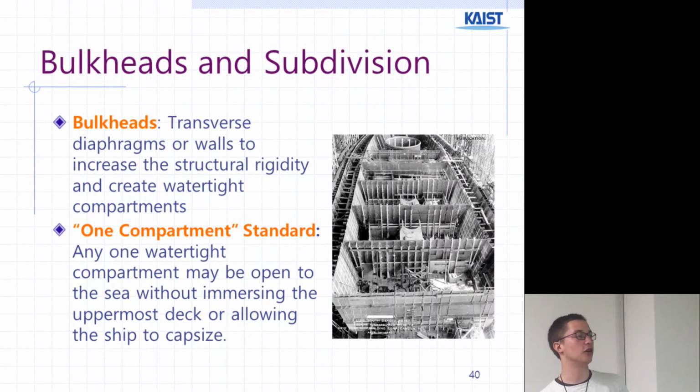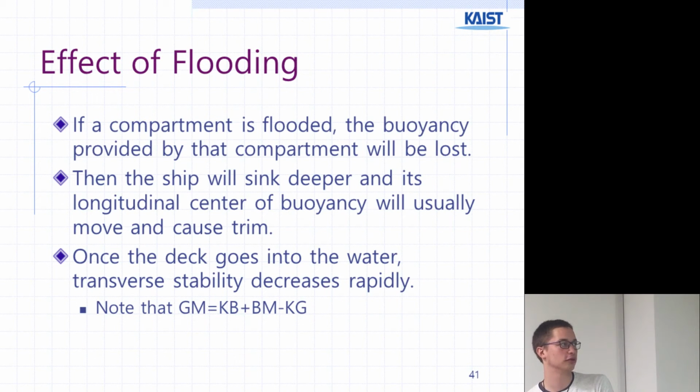And because of that, it allows us to limit the damage that water can do. So the idea is to prevent the ship from capsizing. If a compartment is flooded, the buoyancy provided by that compartment will be lost, and the weight of the ship will increase, and so the ship will sink deeper in the ocean, and then after a while, if the ship is rotating too much to the side, it'll just sink.